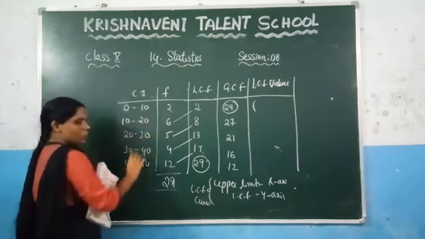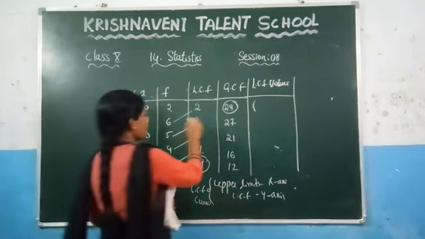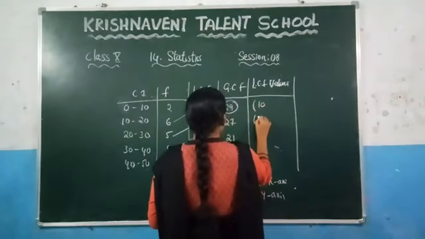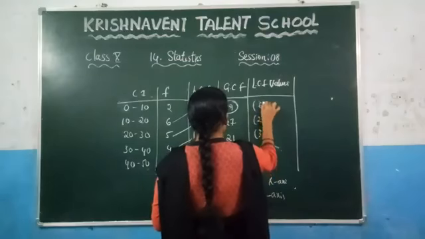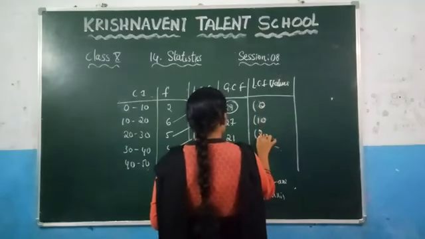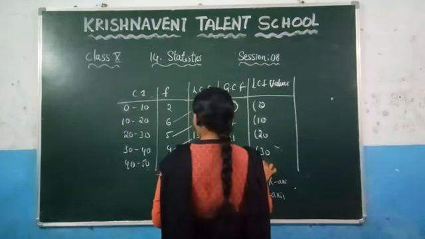These upper limits you need to take on the x-axis. So here 10, 20, and after that 30. So 0, 10, 20, 30.